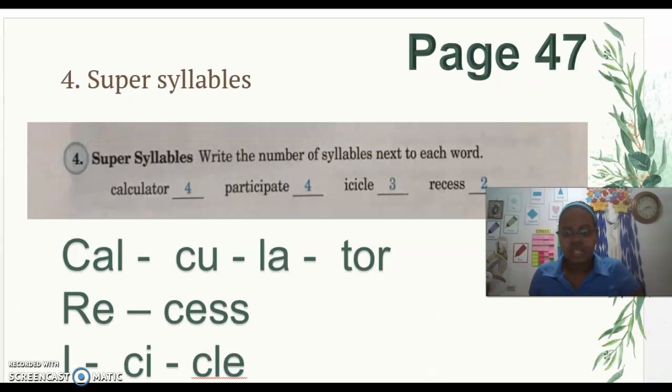Now the next exercise is about super syllables. Continue on the same page 47. So we are going to clap to count how many syllables each word has. Calculator. So it has 4 syllables. So you're going to do the same with all of them. Participate has 4 also. Icicle has 3. Recess is 2 syllables.